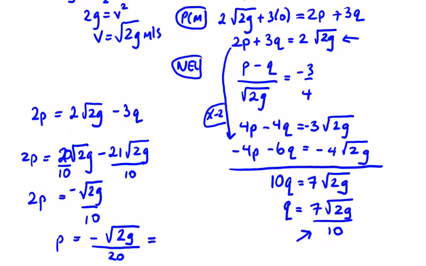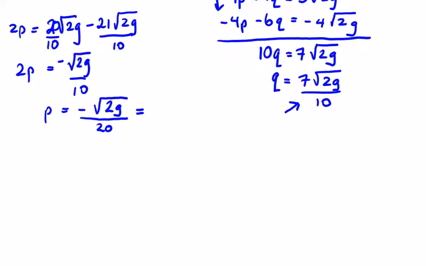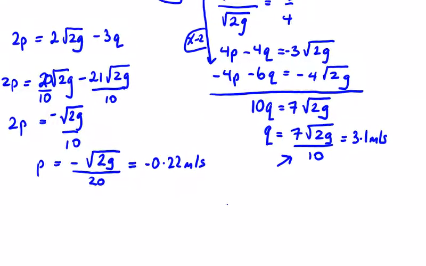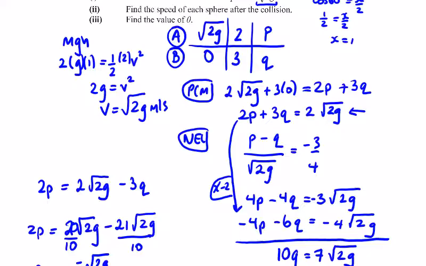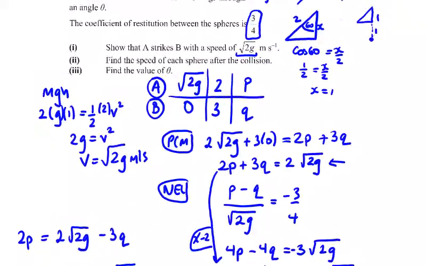And we could write these, if you wanted, as decimals. Q works out to be 3.1 meters per second. And P works out to be minus 0.22 meters per second. Then we're asked, I think, to find theta, isn't it the last part? To find the value of theta.